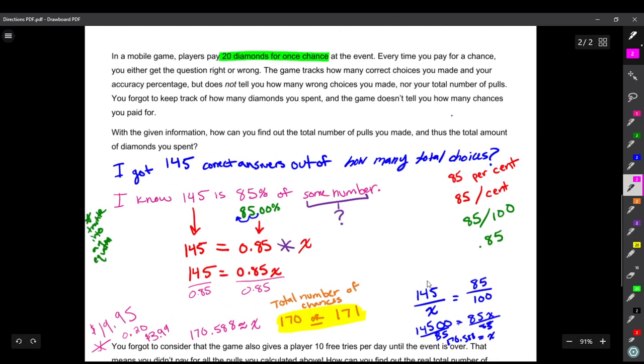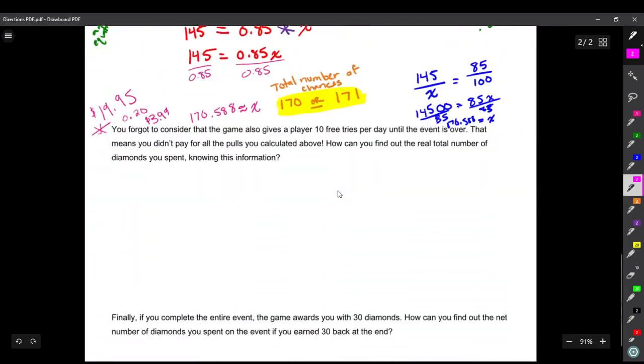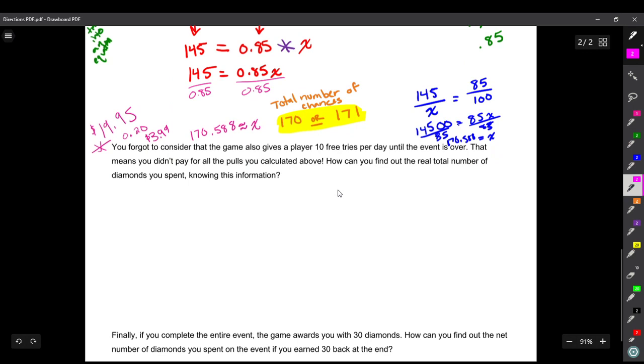So we might have to go back up to the poster here. So it looks like this event ran from the 4th to the 10th. This is February 4th to February 10th. Now you might just think, all right, 10 minus 4, that is 6. But you're forgetting to count the 4th day itself, because you get the free tries on this first day as well. So you might just add 1 in your head, but for me, sometimes I'm just thinking about it.